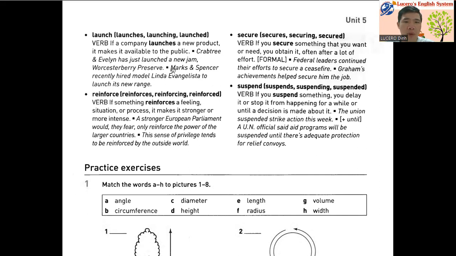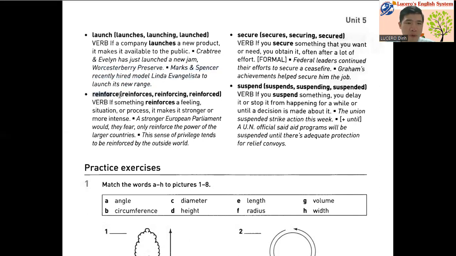So this example looks very difficult. We should try to remember that these are particular names. We don't care about the names; we care about the verb here, recently hired, and who was hired, the model, and the name is also an individual name. To launch its new range. So it's not too difficult, but some names here are quite difficult to say.